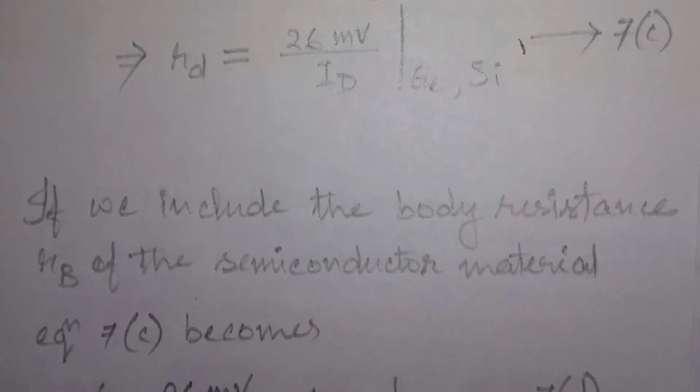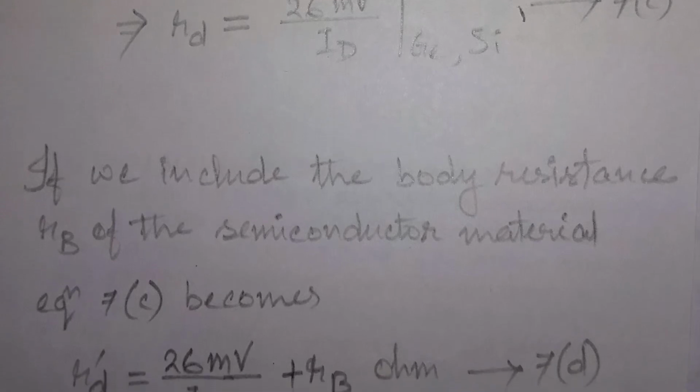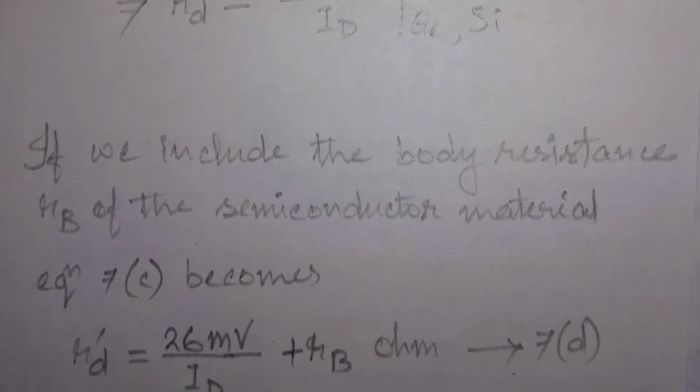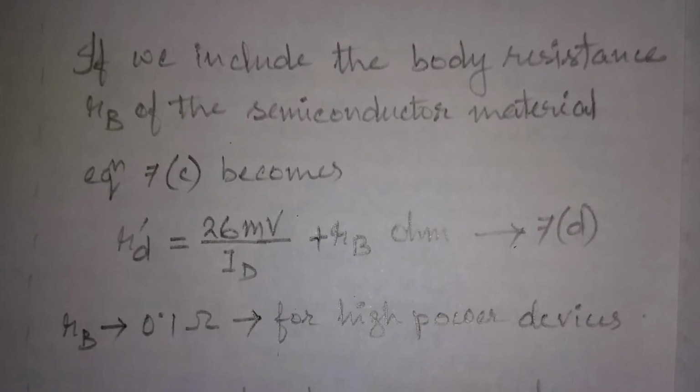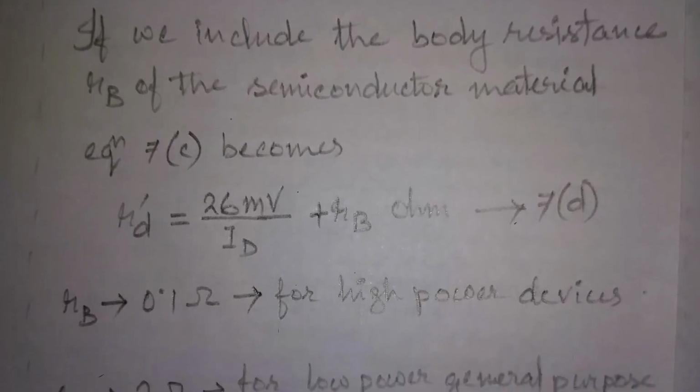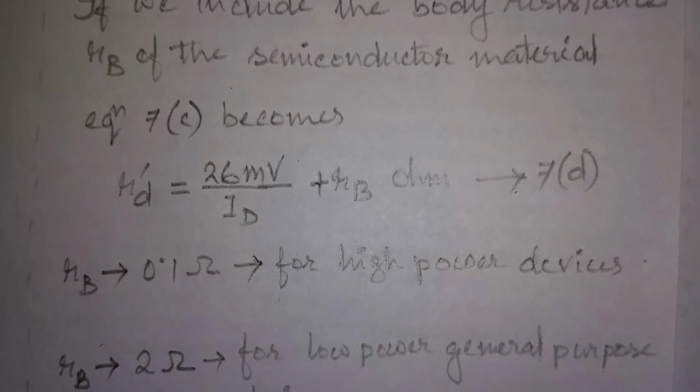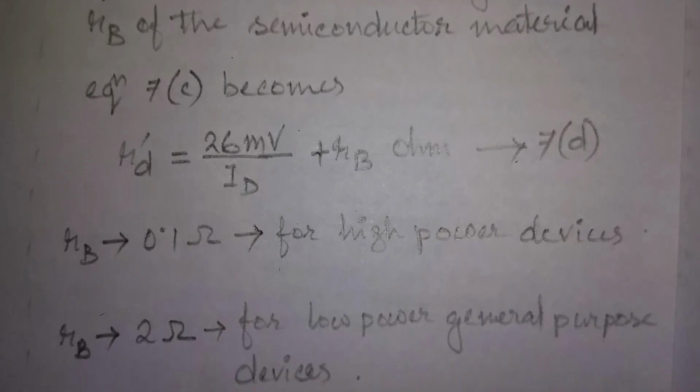If we include the body resistance, RB, of the semiconductor, equation 7c becomes: the value of RB ranges from 0.1 ohm for high-power devices, to 2 ohm for some low-power, general-purpose devices.